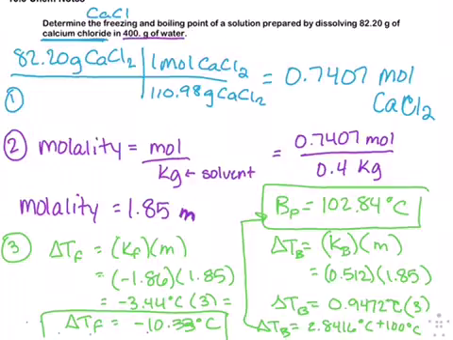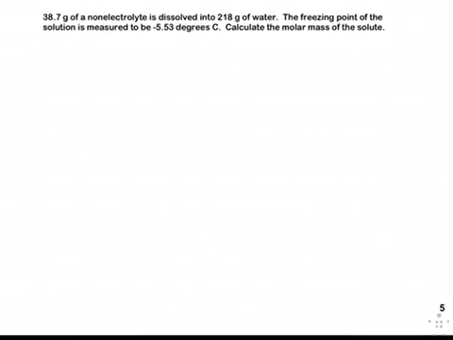Look at this last problem. We have 38.7 grams of a non-electrolyte. That makes things a little easier. Non-electrolyte tells us we don't have to do what step? That multiplying step. It's dissolved into 218 grams of water. The freezing point of the solution is measured to be negative 5.53 degrees Celsius. Calculate the molar mass of the solute. If you need the molar mass, that means you have to work backwards.